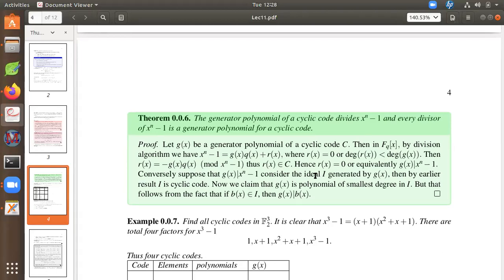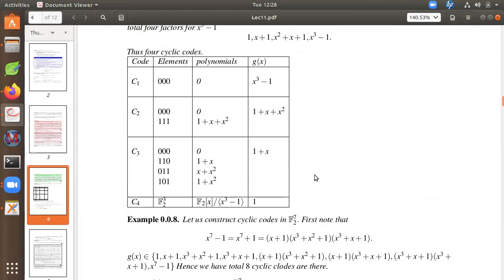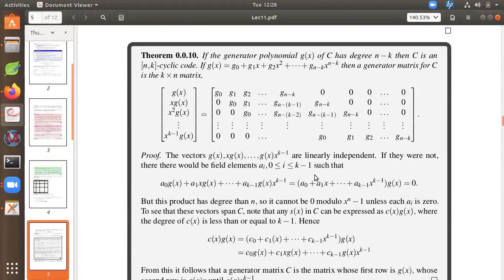Conversely, if you take any divisor, then you take the ideal generated by that. That is sufficient; it automatically becomes a cyclic code. And it is easy to show that it is the generator also. We had these examples earlier. Now this is an interesting result.